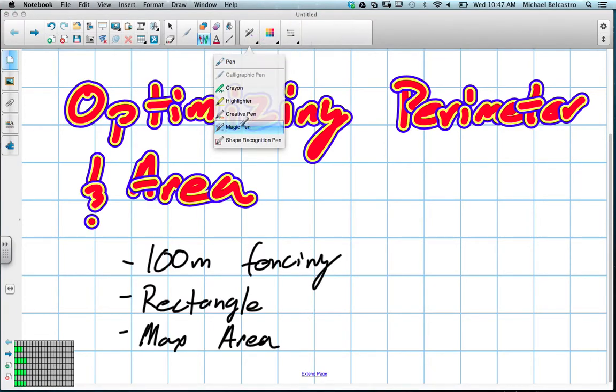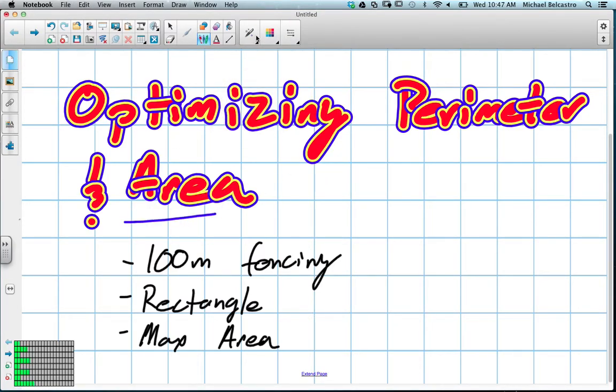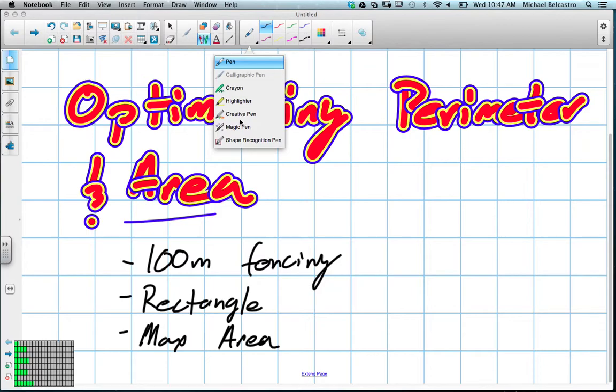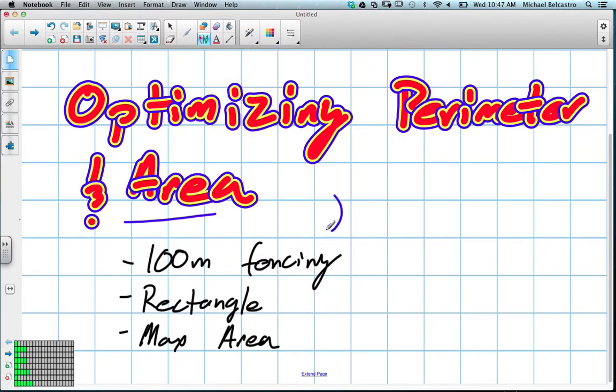Okay, so we're optimizing perimeter and area. They've given us a couple requirements. Essentially that we have 100 meters of fencing, we have to build a rectangle, and we want the area to be a maximum. Now, if you know your geometry rules, essentially what that means is we need to build a square. We need to prove that we need to build a square.